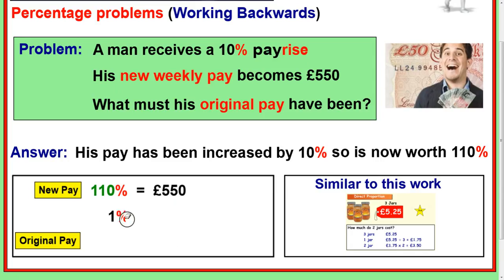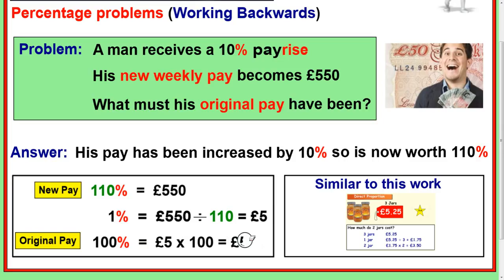Now the idea is to get back to what 100% was. So if we can work out what 1% is first, then we can get what 100% is by timesing this answer by 100. So how do you get 1%? If you know 110% is this, well, if you divide that by 110, you'll get 1%. Split it into 110 parts, each one being a percent. That gives you £5. And if 1% is equal to £5, then 5 100s make £500.